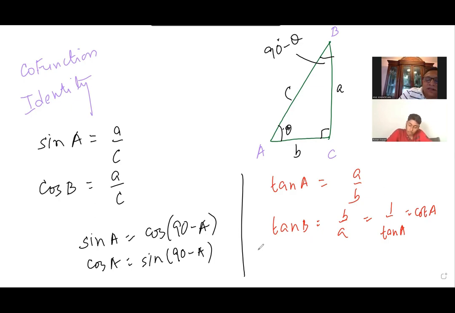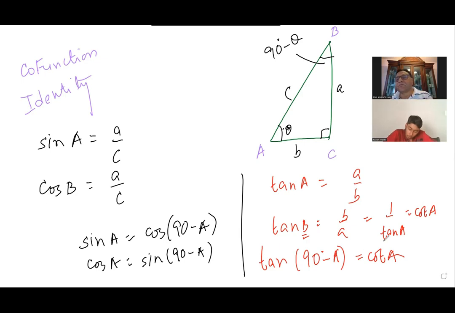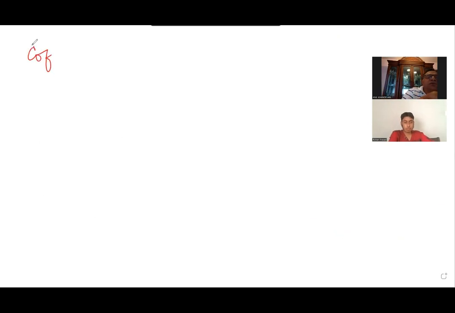So what we discovered is that tan of B, and what is B? B is 90 minus A, right? We're taking all the angles in the discussion today. So tan of 90 minus A is cot A. What we'll do now is clear this and write the co-function identities formulas.